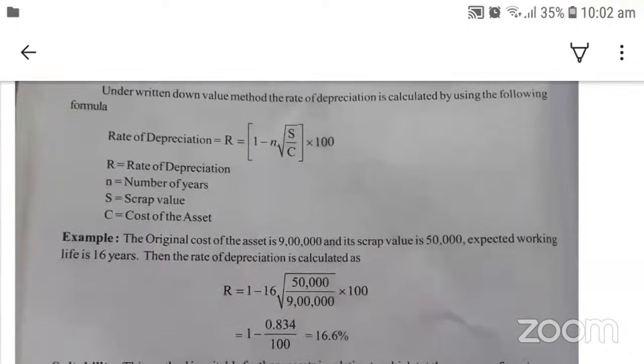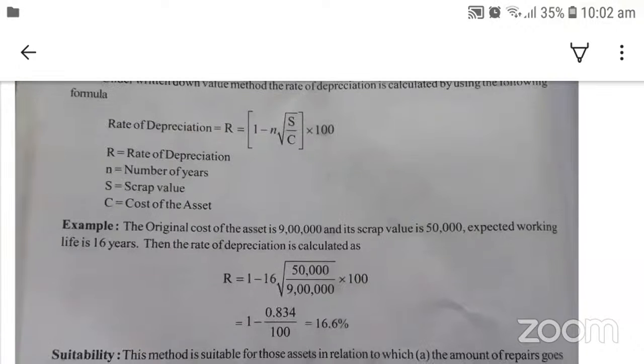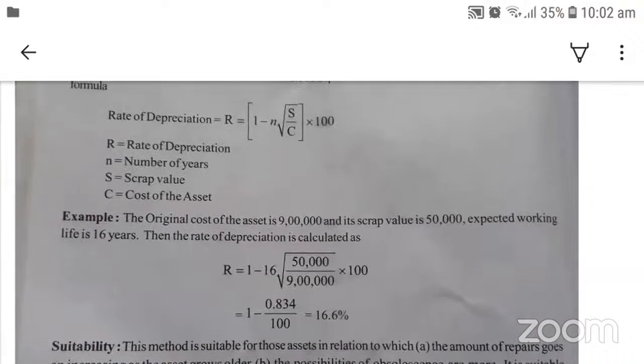The original cost of the asset is 9 lakhs and its scrap value is 50,000. Expected working life is 16 years. Then the rate of depreciation is calculated as follows. We can substitute in the formula: 1 minus, here 16 is the n.